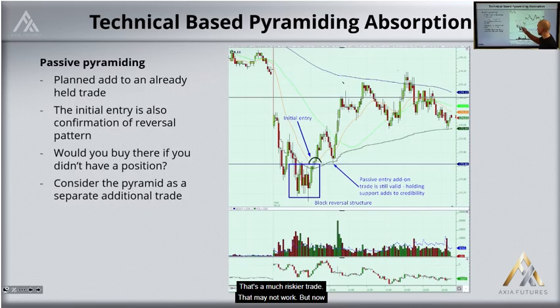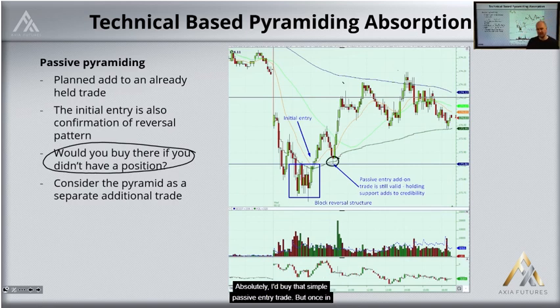That's a much riskier trade. That may not work. But now you're in a situation where you've got a lot more information that suggests this probably will work. That's where you want to buy more. And it all comes back to this same question. If you didn't have a position, would you buy it here? And I'm pretty confident that many people would say, absolutely, I'd buy that. Simple passive entry trade. But once in, this changes people's perspective. This is why you have to consider a pyramid as a separate trade.